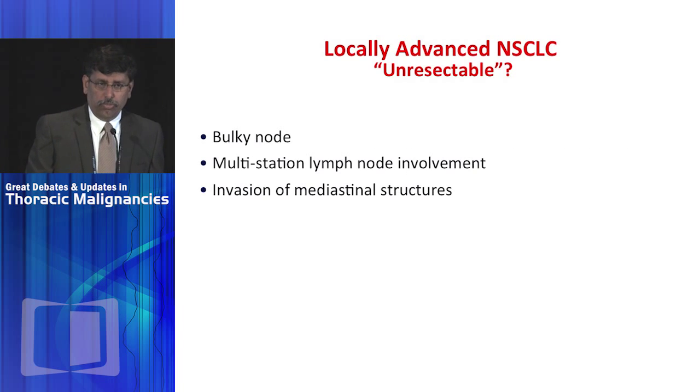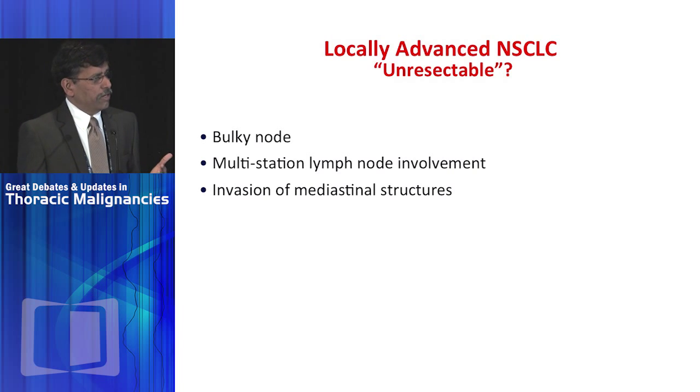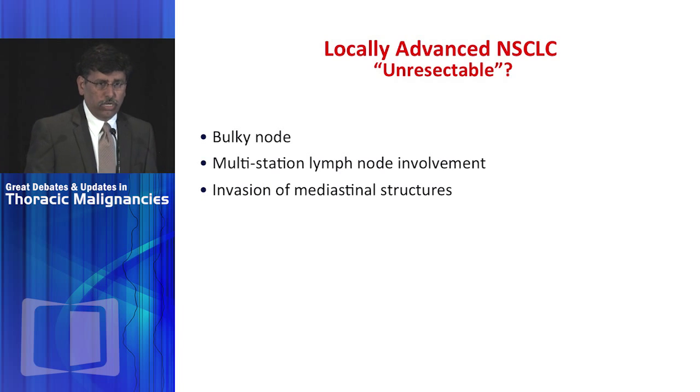I just want to caution that when we talk about locally advanced disease, the vast majority of these patients have unresectable disease because they have bulky nodal involvement, multi-station disease, and also invasion of mediastinal structures, which clearly make them inoperable. And I would not get into the issue of locally advanced non-small cell lung cancer and the role of surgery. As all of you know, the most definitive study done by the RTOG intergroup system showed that addition of surgery did not improve overall survival over chemotherapy and radiation.